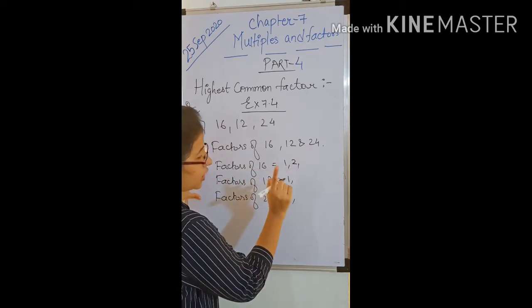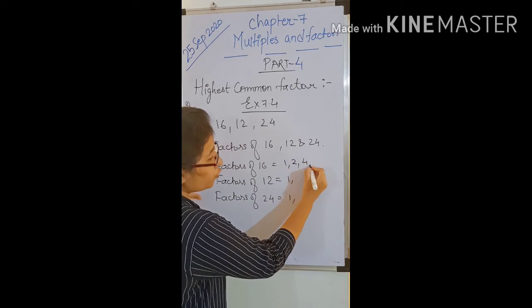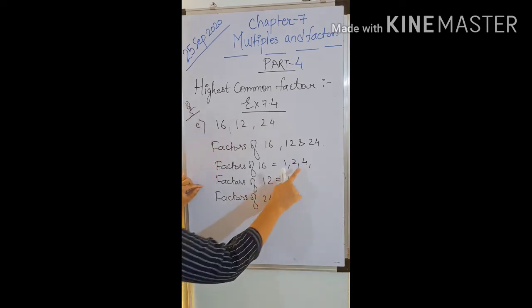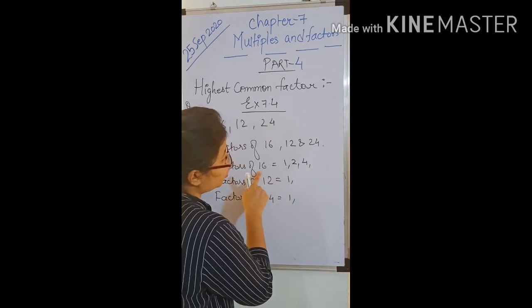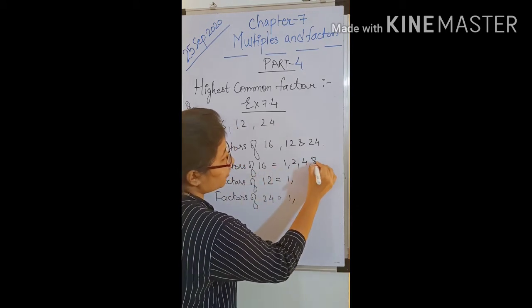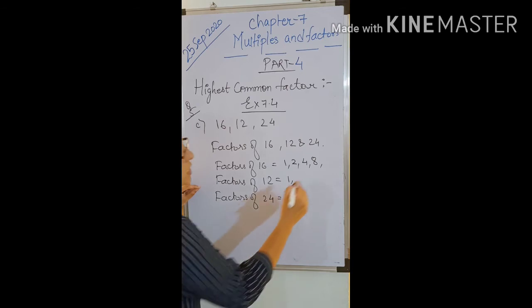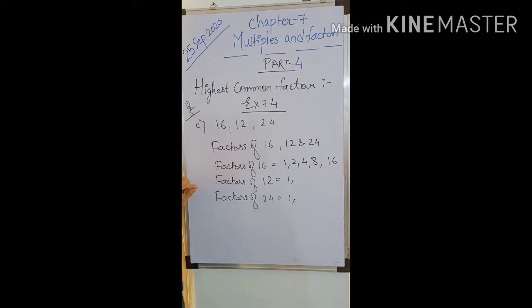Again, if I look at 3, it doesn't come. Then we know 4 fours are 16. So 4 is again a factor of 16. After that we do have which number? 8 as a factor of the given number. And the last number will be 16.